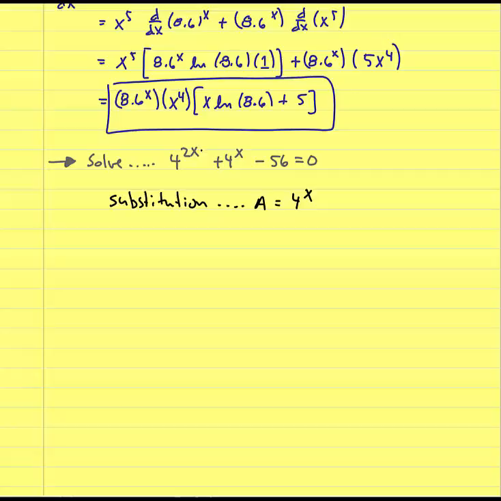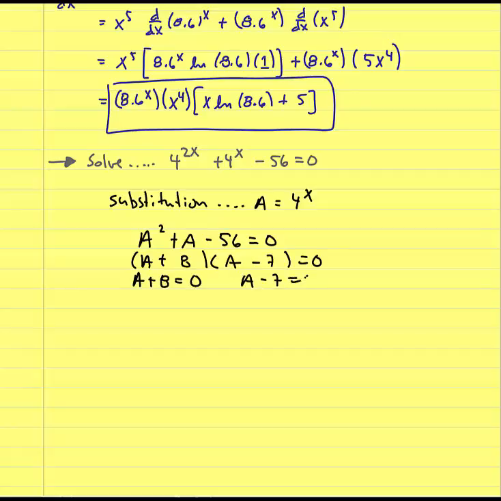So if a was equal to 4 to the x, this first term would look like a squared plus a minus 56 equals 0. This of course factors into a plus 8, a minus 7. So a plus 8 equals 0, and a minus 7 equals 0. Solving for a, I get a equals negative 8. Solving for a, I get a equals 7. But those are not my answers. I have to sub back in.